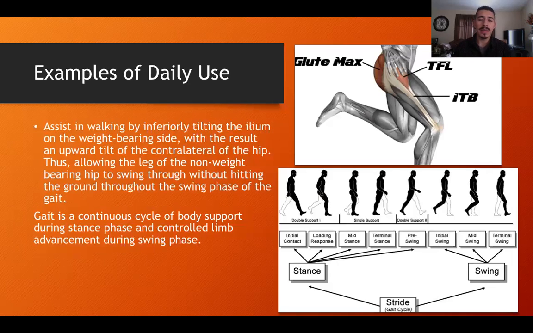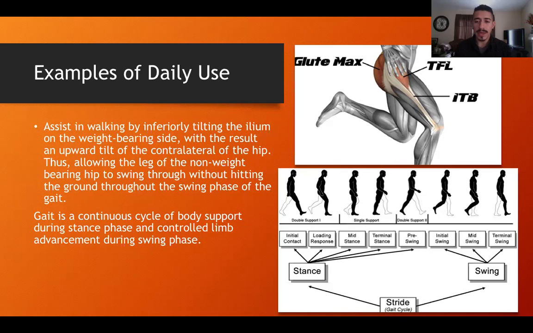Okay, examples of daily use. It's going to assist in walking and inferiorly tilting the ilium on the weight-bearing side, with the result being an upward tilt of the contralateral side of the hip, thus allowing the leg of the non-weight-bearing hip to swing through without hitting the ground throughout the swing phase of the gait.